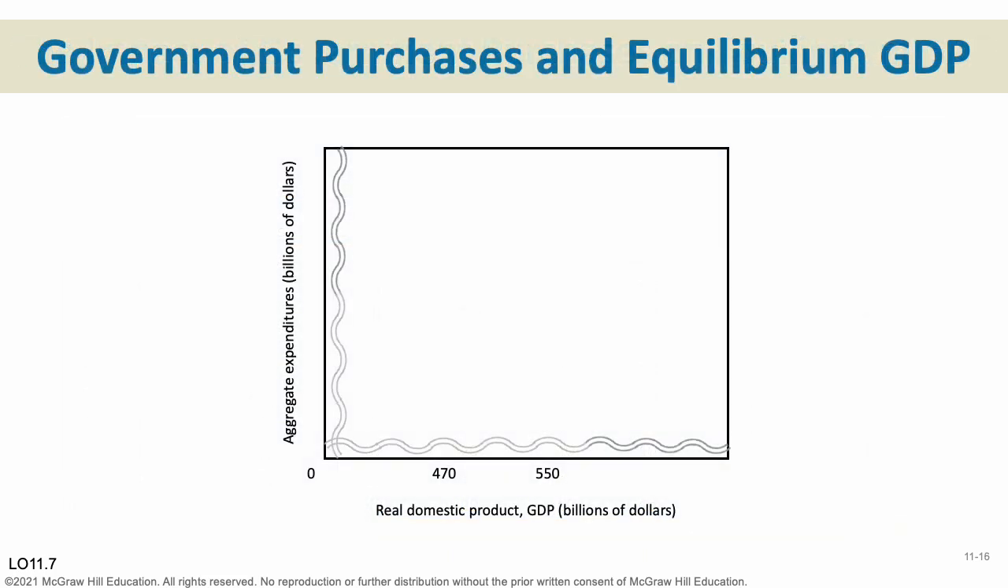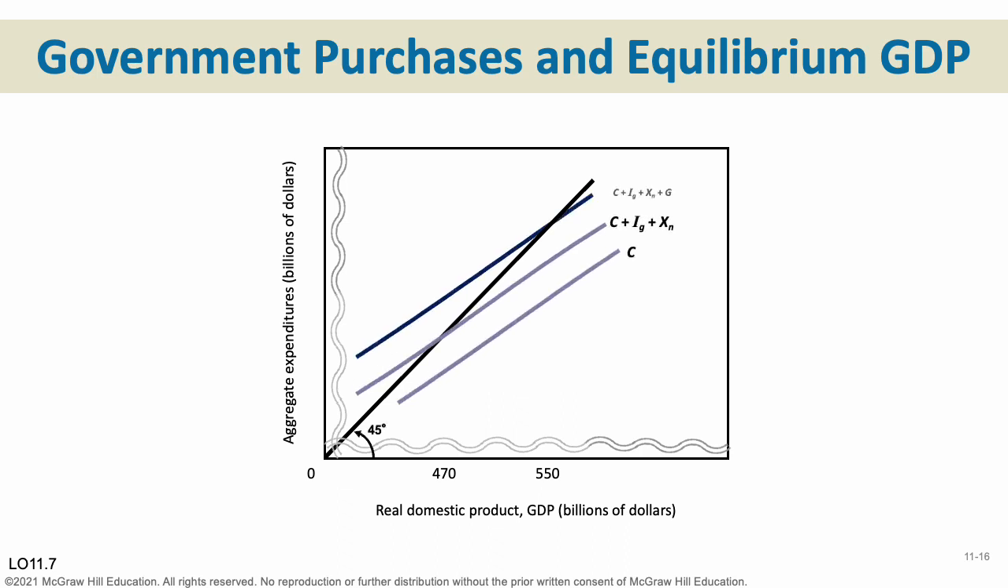So if we look here, government spending change of $20 billion is going to have a large impact on the overall economy. Our multiplier is still 4, so a $20 billion change would be an $80 billion change in GDP, and that's what we're seeing here, going from 470 to 550.